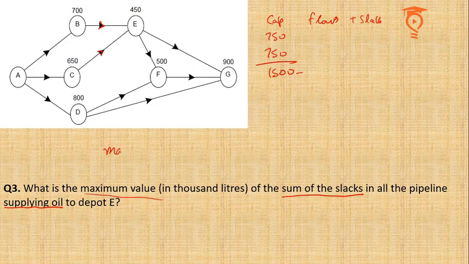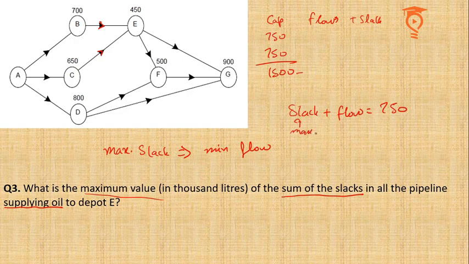Okay, so I'm writing here for your understanding, maximum slack implies minimum flow, because the sum of slack and flow is constant. So if this is to maximize, this is to minimize. Okay, so we want minimum flow. So for the minimum flow we want to send a maximum of 1500 in this pipeline.